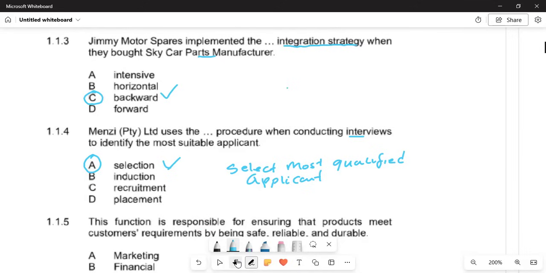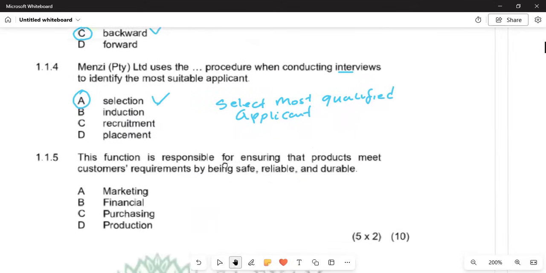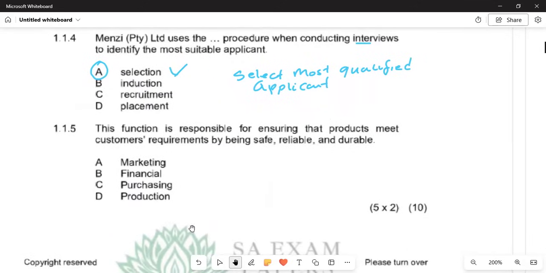So now we are moving on to 1.15, whereby we are talking about a function responsible for ensuring that the products meet the customer's requirements by being safe, reliable, as well as durable. So we are talking about what? The product that is going to meet the customer requirements. So which function is going to be responsible for that? It cannot be marketing or financial or purchasing, but it can be what?